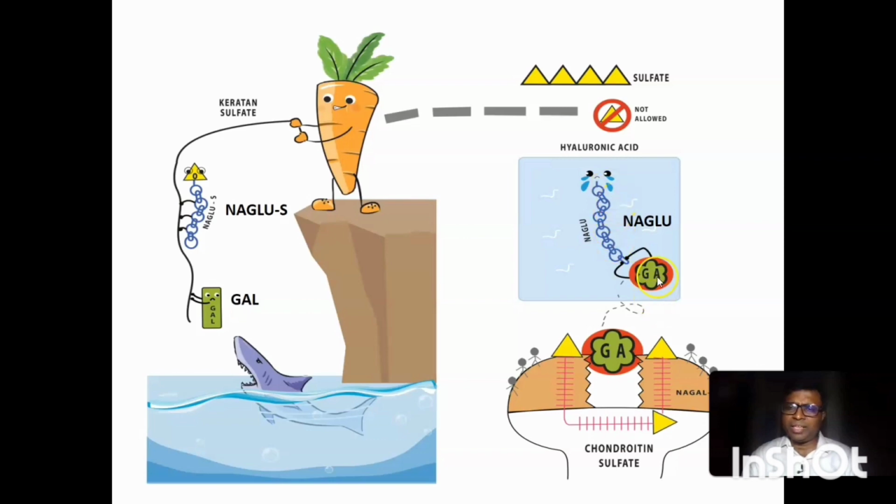N-acetyl glucosamine and glucuronic acid became good friends and they were having a good time. But then after some time, N-acetyl glucosamine started missing sulfate. It wanted to go check out sulfate, but then glucuronic acid would not allow it. That's the reason N-acetyl glucosamine was sad. So that's about the story. The composition of hyaluronic acid is N-acetyl glucosamine and glucuronic acid.